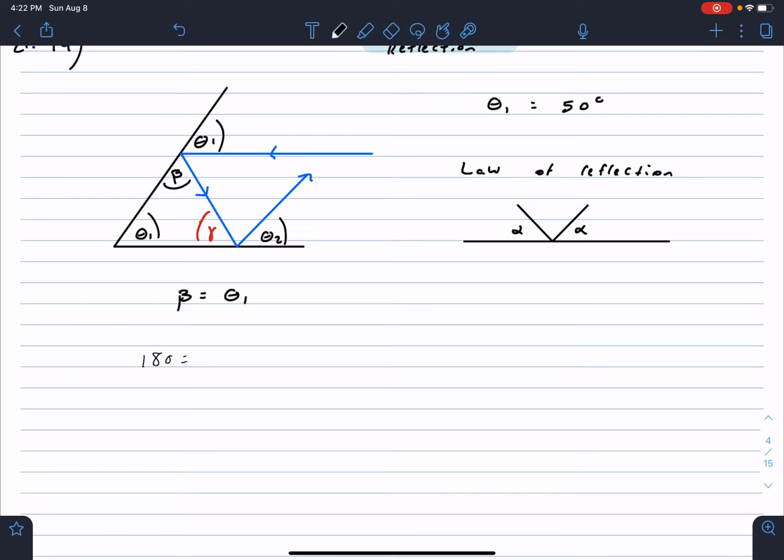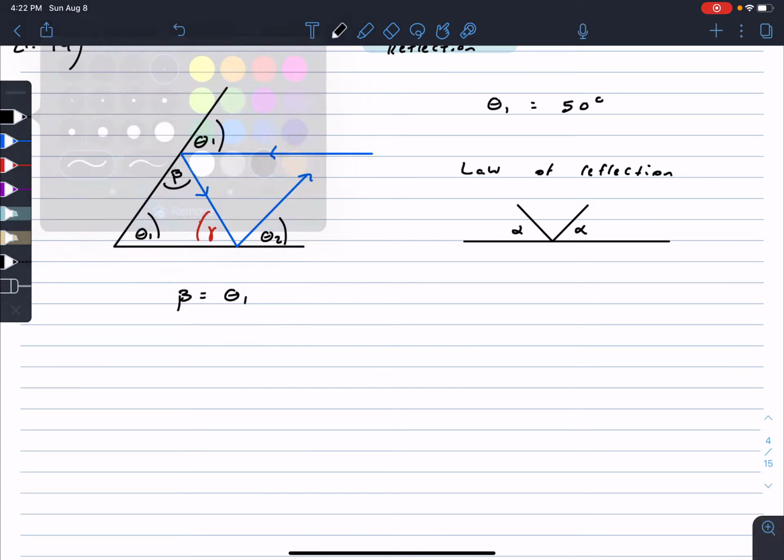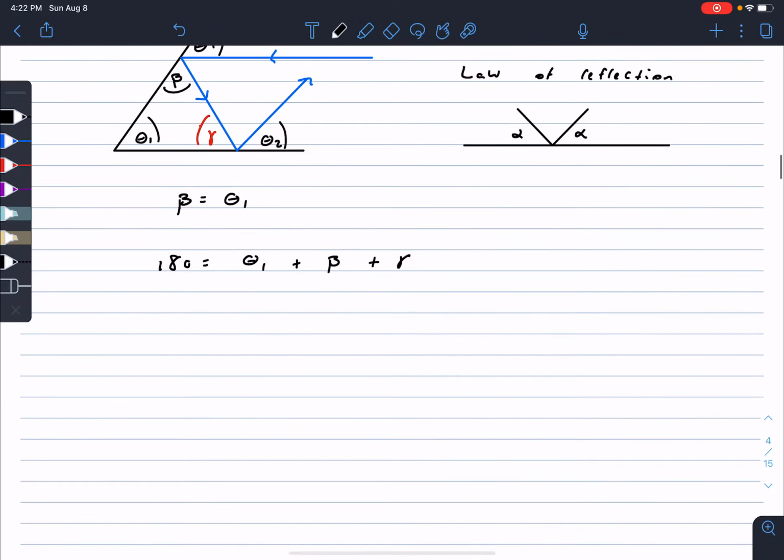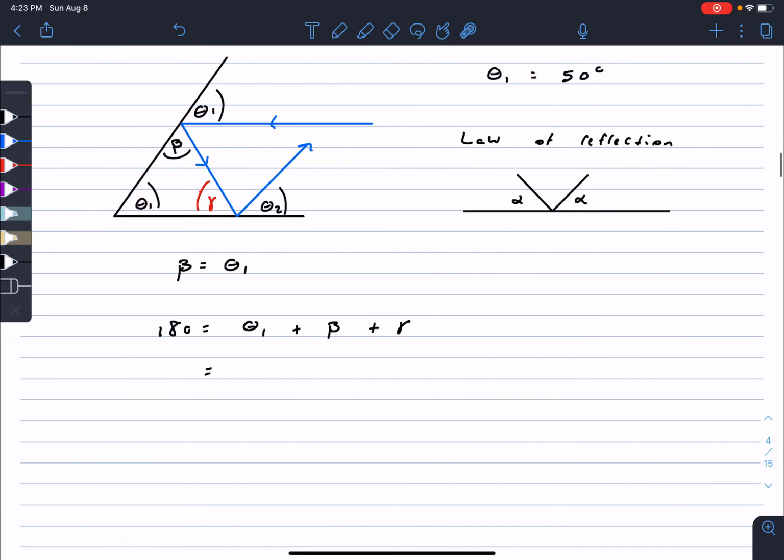180 equals theta 1 up here. Sorry, this equals this. So theta 1 plus beta. Theta 1 plus beta, right? We're adding these angles up. Theta 1 plus beta plus gamma. Right? And we know that theta 1 is 50 degrees. We know that beta is also 50 degrees. So that's 50 plus 50 degrees, right? Plus gamma, so that's 100 degrees plus gamma.